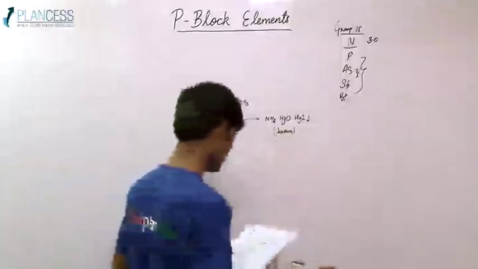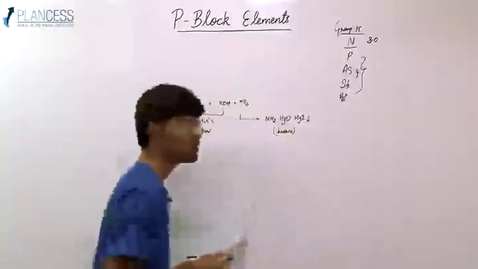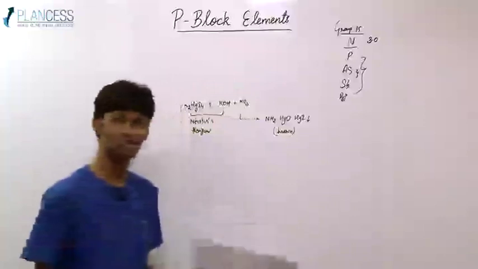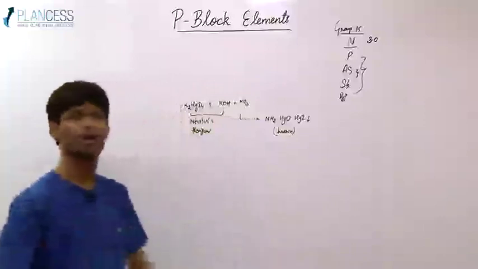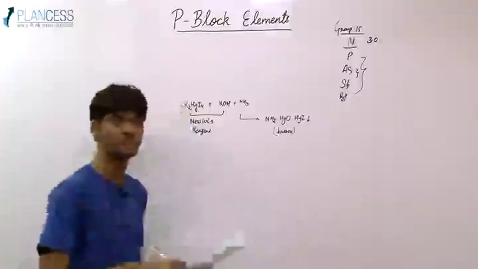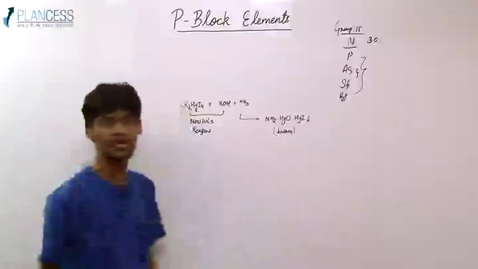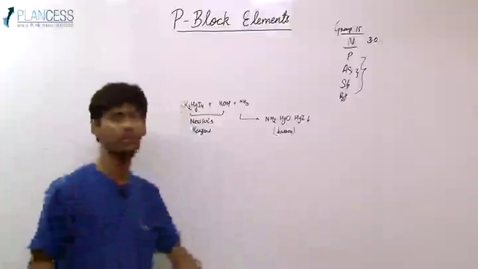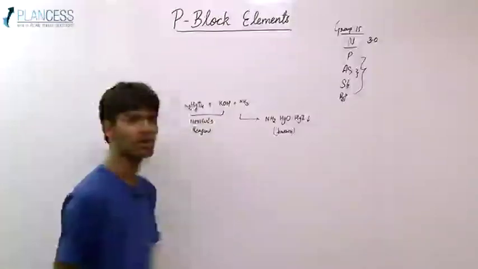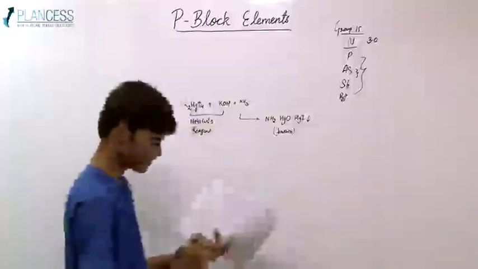So next would be the oxides of nitrogen. There are many oxides of nitrogen: N2O, NO, N2O3, N2O5, NO2. There are mainly 5 oxides of nitrogen, and some of them are acidic in nature, some of them are neutral in nature. We will talk about each one of them separately now.